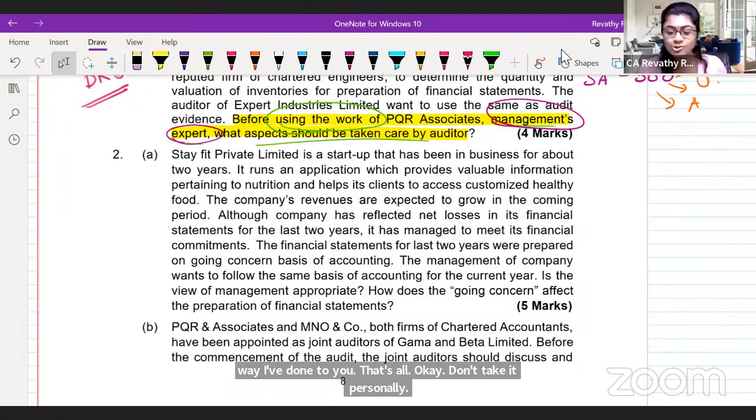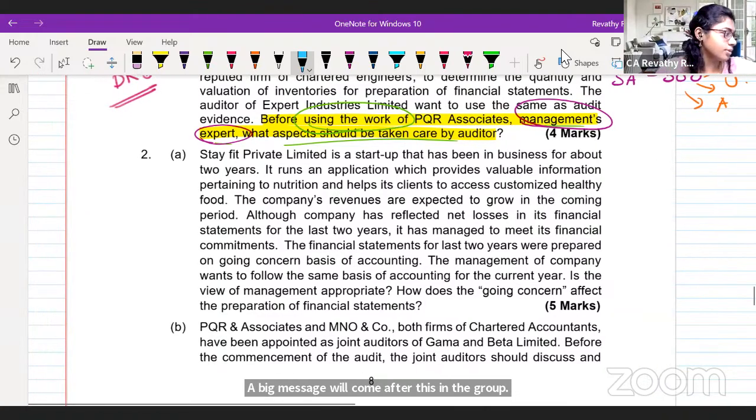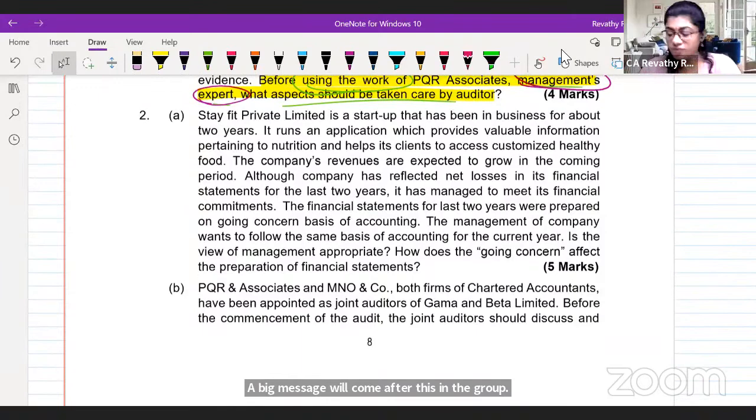So can we go to Q2? Unless you say Q2, I won't go. A big message will come after this in the group. Okay, now read it fast.